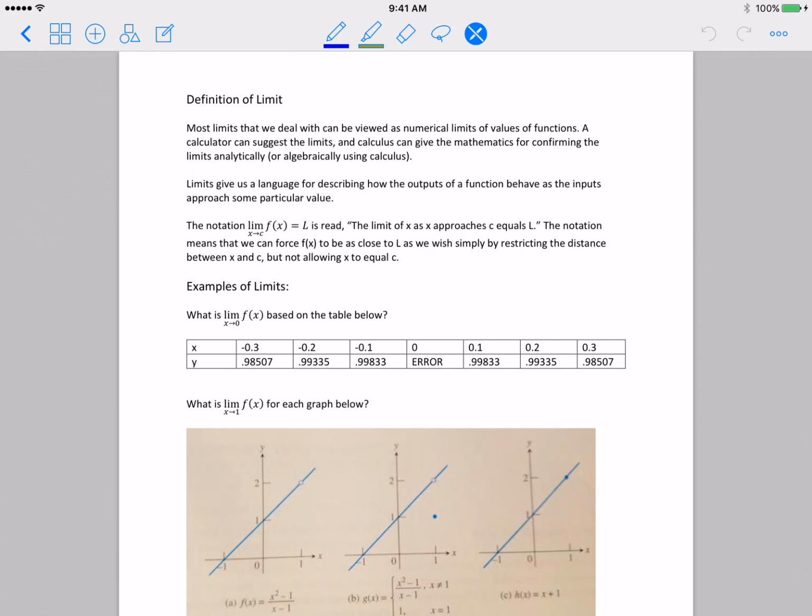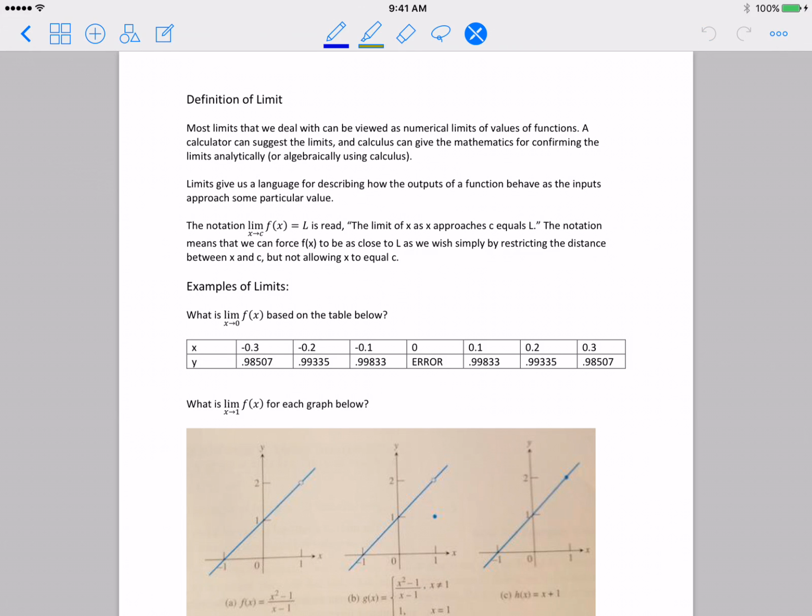A calculator can suggest a limit. It could give us an approximation for what a limit is. And calculus can give the mathematics for confirming the limits analytically. Analytically, again, we're talking about algebraically, using the rules of calculus. Limits give us a language for describing how the outputs of a function behave as the inputs approach some particular value. Okay, so take a look at this notation right here.